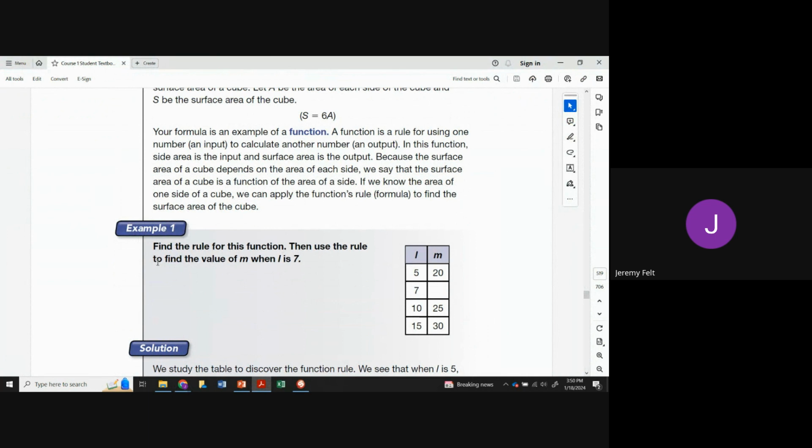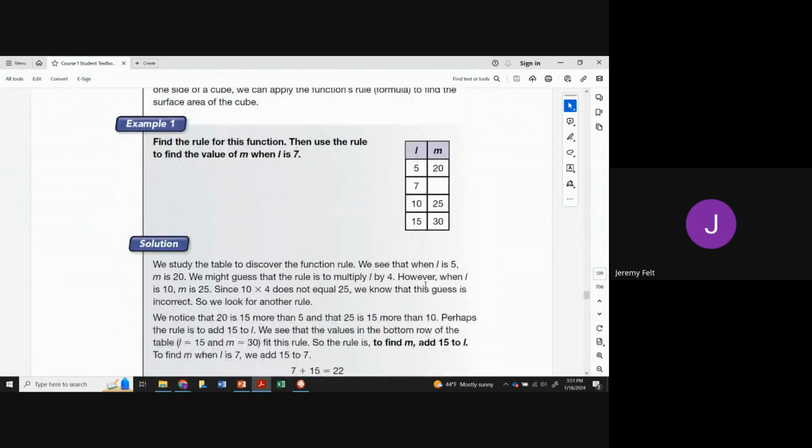So the rule or the function, we can be given points, work backwards to find the rule. We can be given the rule of the function and try and find points along the function. Find the rule for this function, then use the rule to find the value of m when L is 7. Okay, so 5 times 4 is 20, but 10 times 4 is not 25. So again, don't just look at one point, you have to look at multiple points. 5 plus 15 is 20, 10 plus 15 is 25, 15 plus 15. Okay, so for every L, we're adding 15 to M. So 7 would be 22.